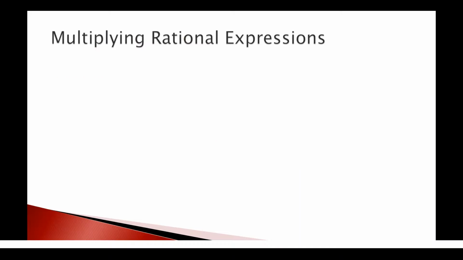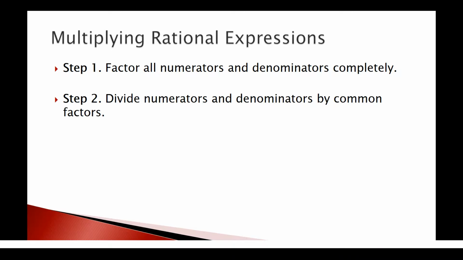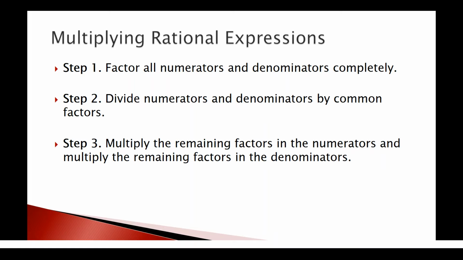Now let's talk about multiplying rational expressions, and again we'll follow a couple of steps here. Our first step is to factor all numerators and denominators completely, which is exactly the same step to simplify rational expressions. The second step is to divide numerators and denominators by common factors. And the third step is to multiply the remaining factors in the numerators and multiply the remaining factors in the denominators.